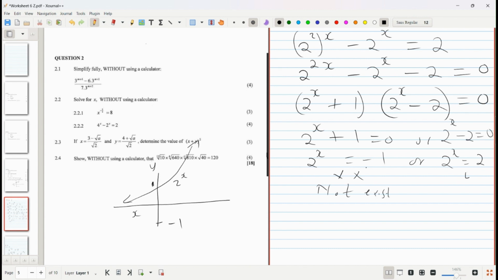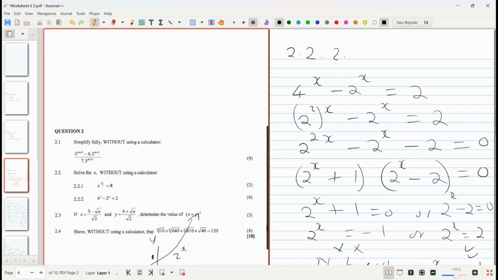But this one will exist, this one. It will exist because what? We have 2 to the power x equal to what? To 2, right? We know if we have numbers of the same base equaling each other, right? Their exponents have to be equal. So x will equal to what? X will equal to 1. Okay? Moving forward.